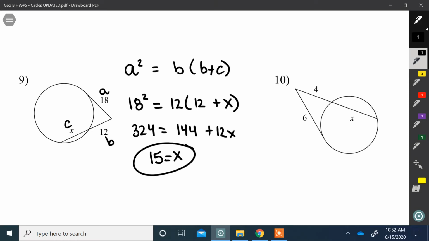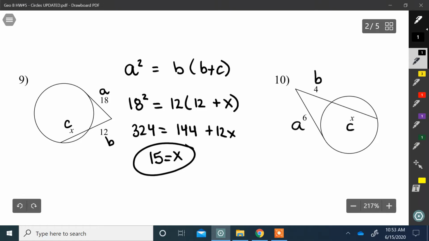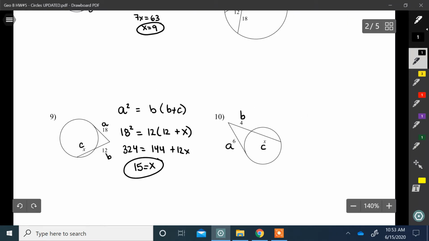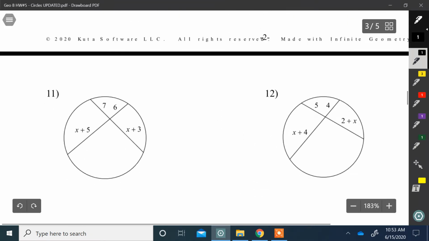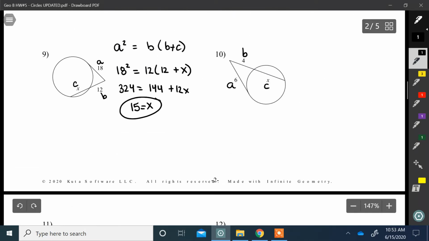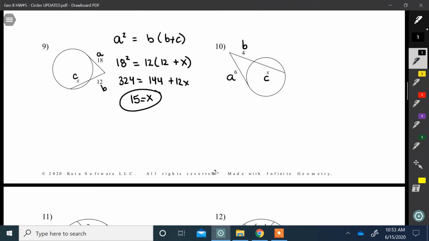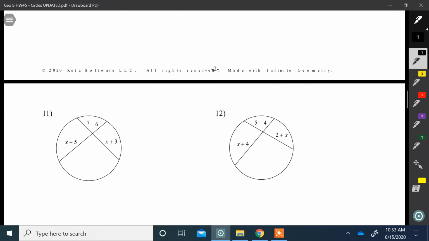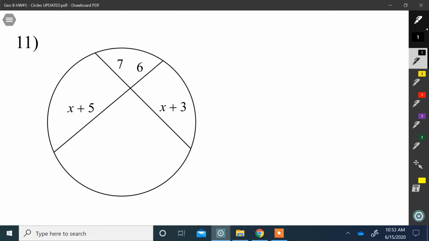You're going to be using the same formula for number 10. Identify what you have. This is the A, this is the C, and this is the B. Plug it into the formula and figure that one out. Number 11, let's see what I have here. It seems to me that I have two chords. Number 7 is actually very similar to number 8. So if you didn't know how to do number 8, now I'm going to give you a problem that is actually harder. So we have this one right here.